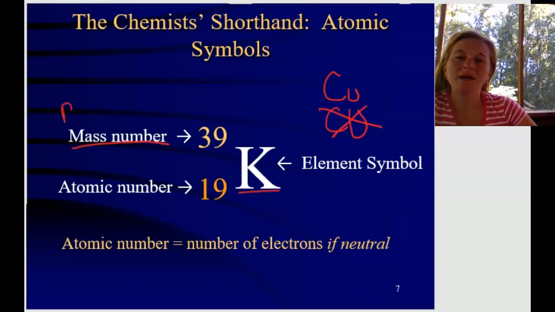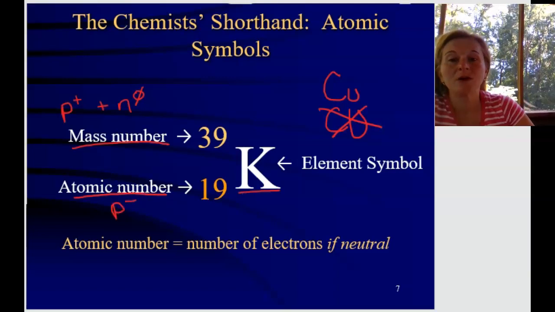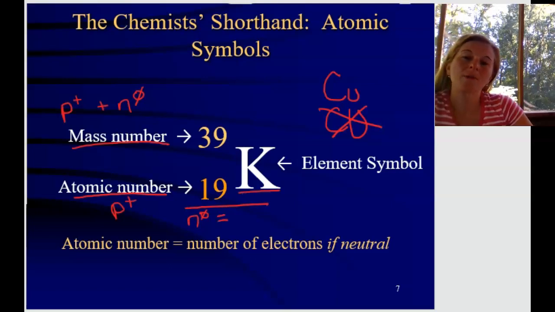And our mass number is our number of protons plus our number of neutrons. Down on the lower left-hand corner, we're going to have our atomic number, which is just our number of protons. And if we want to know how many neutrons this guy has, we are going to subtract the atomic number from the mass number. So this potassium has 20 neutrons. And in this upper right-hand corner, this is where charge would go.